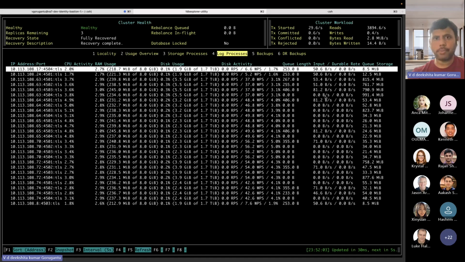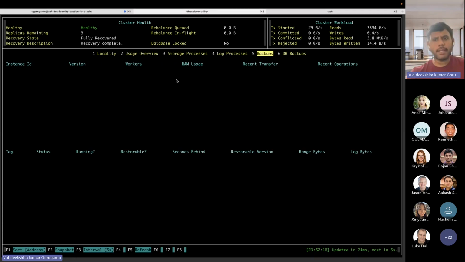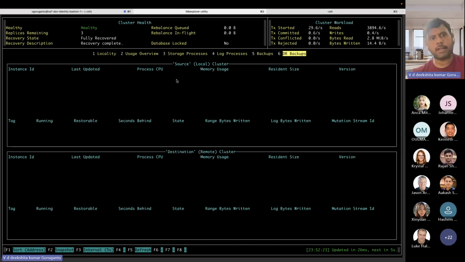Then coming to the log process, this is related to the transaction subsystem. Here we can see the queue, the queue length, the disk activity, and even disk usage. Even if you are running any backups, you can monitor those metrics, and DR backups as well, we can get that information.